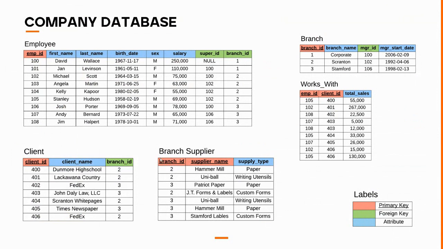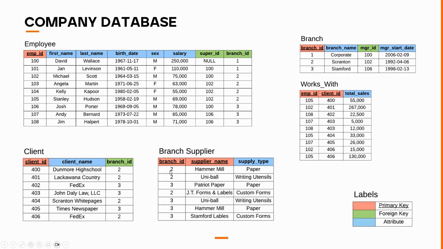So what we are doing is we are trying to combine these two keys, these two fields, branch ID plus supplier name, these two together are unique. Now supplier itself is not unique because they exist twice. So Uniball is basically providing writing utensils to branch ID 2, which is Scranton. They're also providing to branch ID 3, which is Stamford. But if we combine these two, branch ID 2 plus Hammer Mill, this record will only exist once in this entire table. So now this is unique.